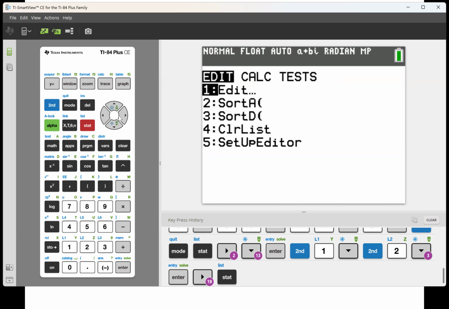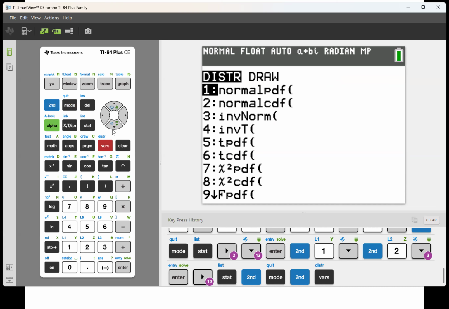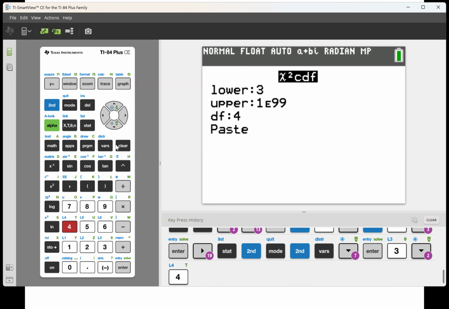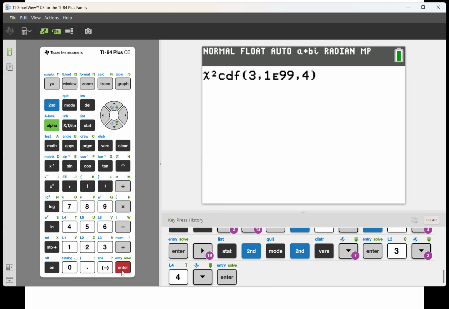So I'm going to go to my distributions, find the chi-squared distribution, number 8. My lower is 3, my upper is 1 times 10 to the 99. I had 5 categories, so the degrees of freedom is 4. 0.5578. That's a huge, huge p-value. So if p is high, the null must fly.